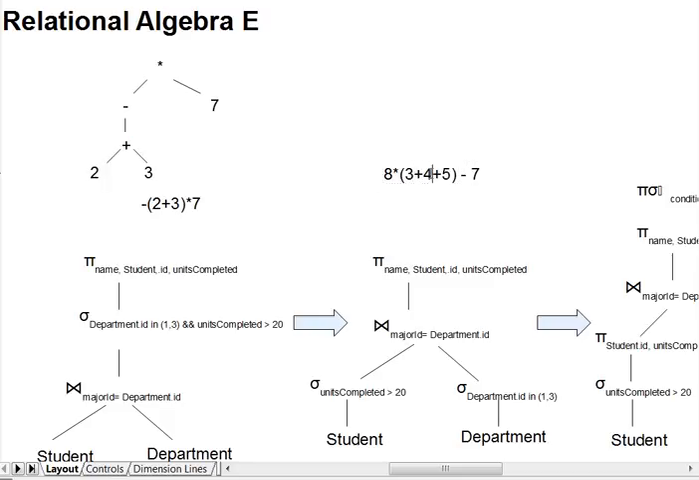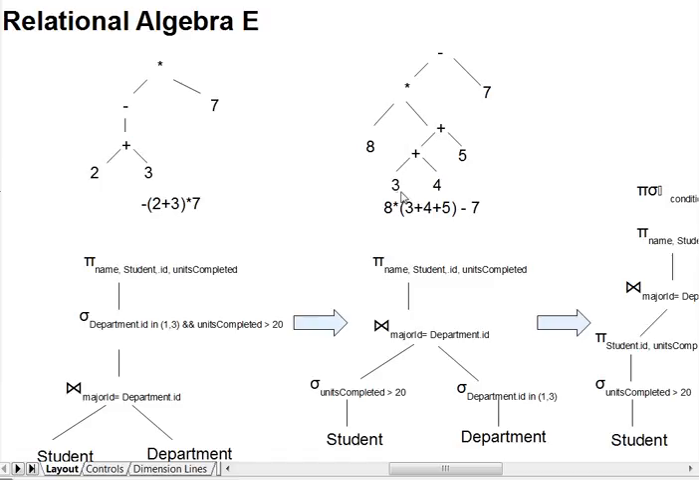So, not surprisingly, your next in-lecture question is going to be to try your hand at building an expression tree for 8 times 3 plus 4 plus 5 minus 7. So, if you got it correct, what you should come up with is something like this.